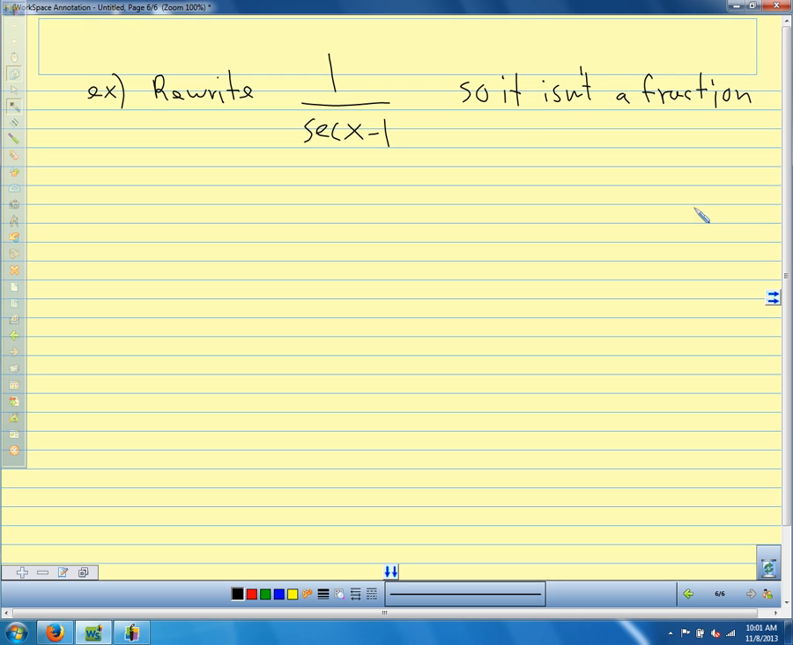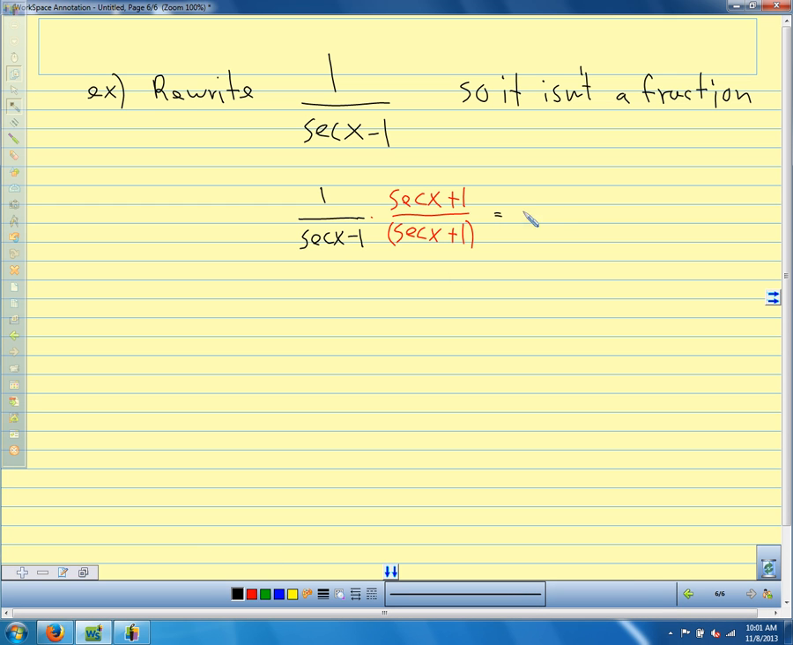For this kind of problem, the idea here is a little trickier. I think of this as doing the same thing as when we divide by a complex number. It's kind of like multiplying by the conjugate. So I'm going to multiply the numerator and denominator by secant x plus 1, kind of like we did when we divided by a complex number.